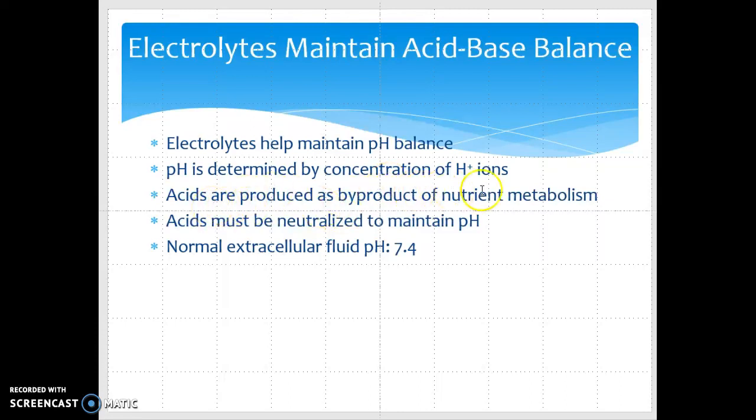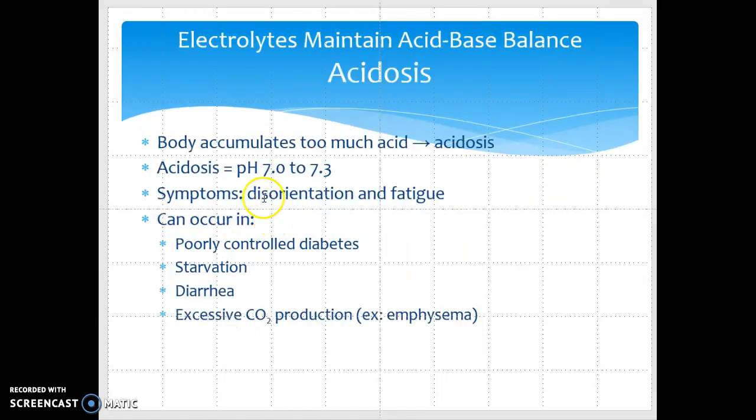Acids, just like water, are produced by our normal metabolism. We get a lot of buildup of hydrogen molecules, and that makes us very acidic. But there are other things that contribute, like OH, which could make things more basic. Our normal pH is 7.4, so we have to neutralize our acids. If we have too much acid, called acidosis, that's when our pH is maybe 7 to 7.3. It's very slightly below the 7.4, but that's enough to cause these kinds of reactions of disorientation.